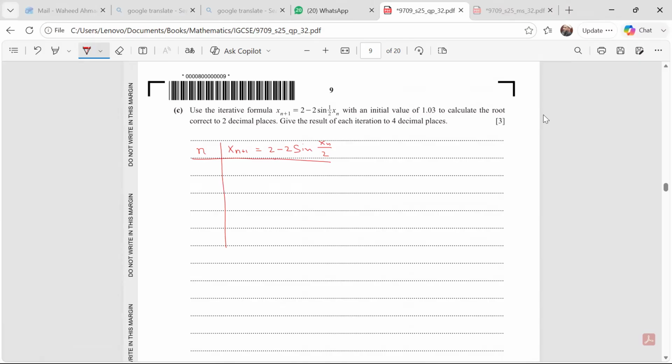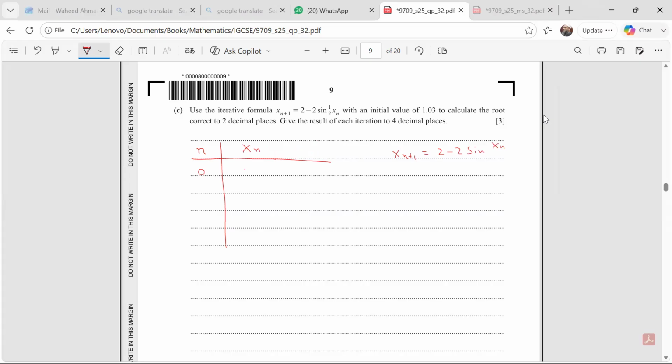Okay, so when n is 0, this is my starting point, the guess. I will not write this whole thing here, instead I will just say x_n. And how am I calculating x_(n+1)? It is 2 minus 2 sine of x_n over 2. So the zeroth value is 1.03, right?